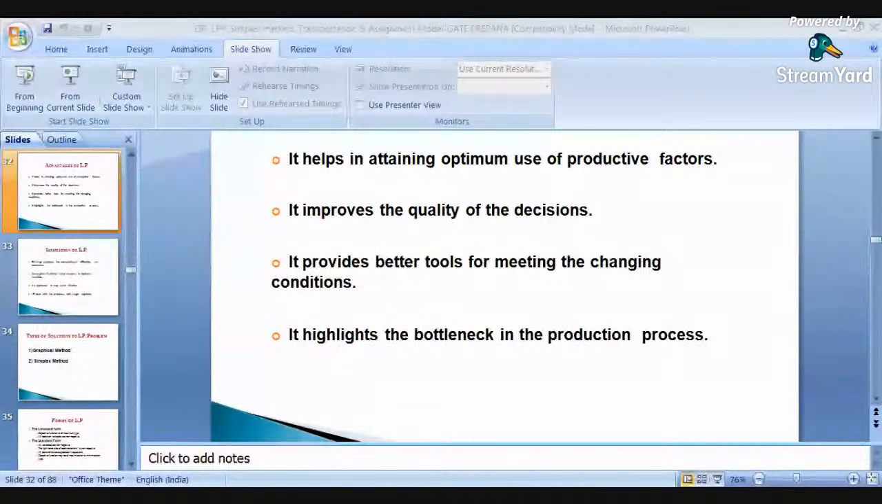So important definitions of linear programming: a set of variables x1, x2 is called a solution to the LP problem if it satisfies the constraints.